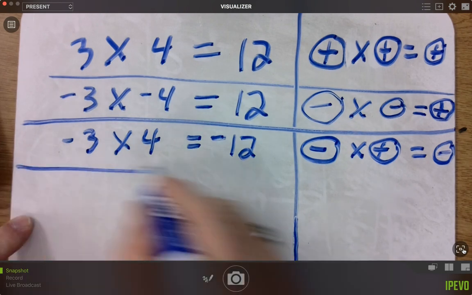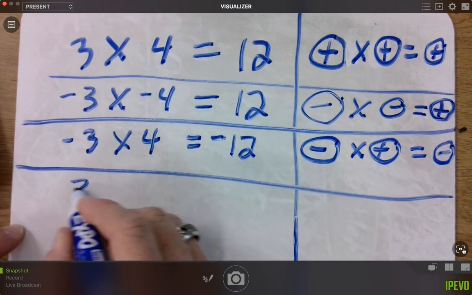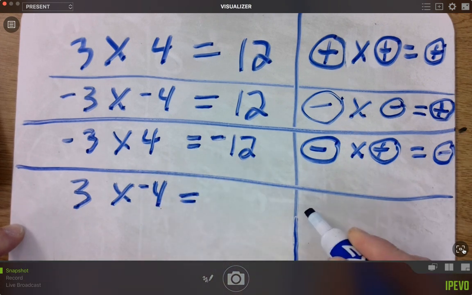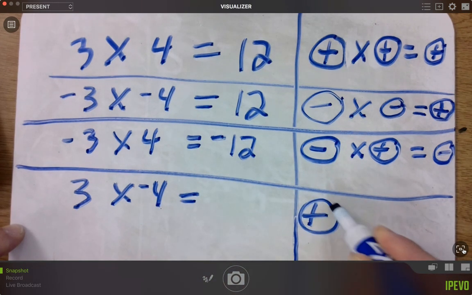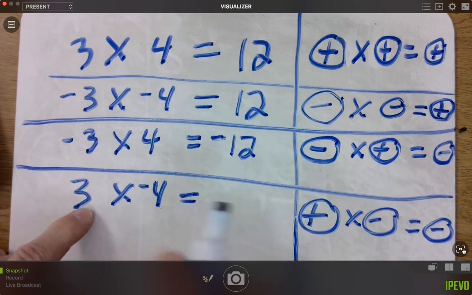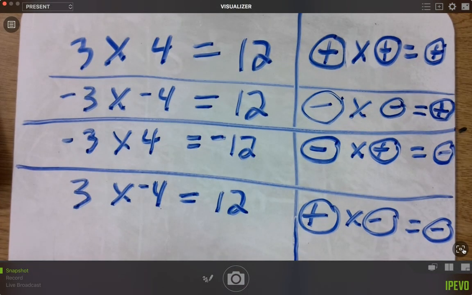And then let's do one more. Let's do a positive 3 times a negative 4 equals. Again, a positive times a negative equals a negative. So again, 3 times 4 is still 12. I used the same numbers just so you could see the different examples. And a positive times a negative is negative.